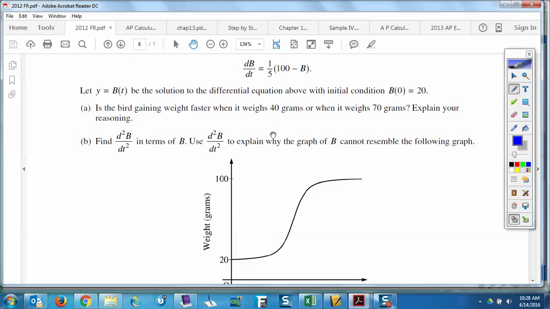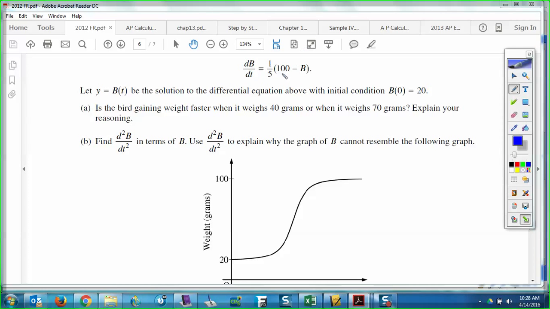What does this mean? That's the second derivative. So that would be the derivative of this. Now, if you like this other notation better, then write it as b prime if you prefer. And we certainly could distribute this 1/5 through here, right? 20 minus 1/5 b, if you like that better, I think that's fine. Okay, now, notice it says find the second derivative in terms of b. What's that mean?